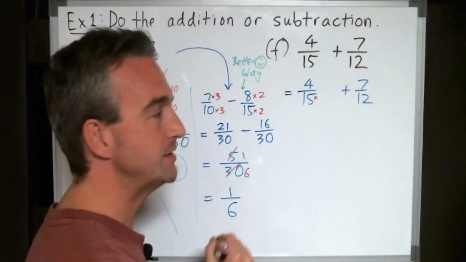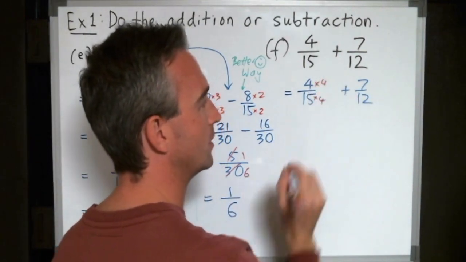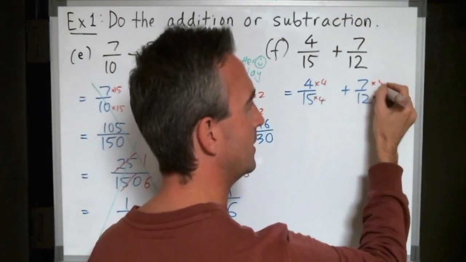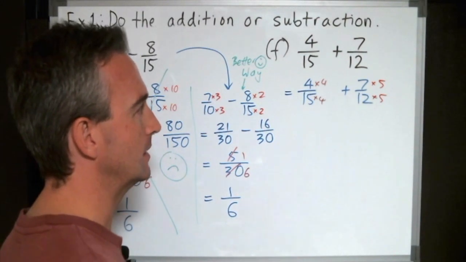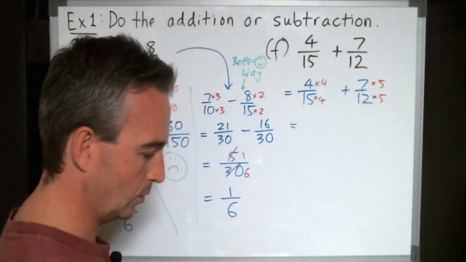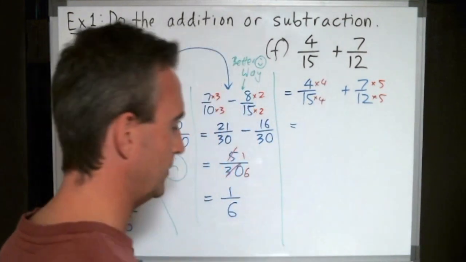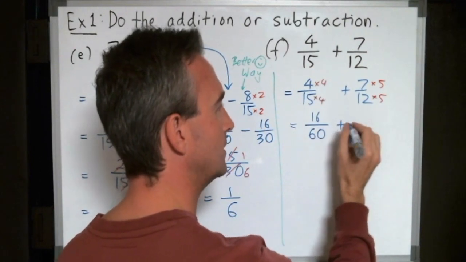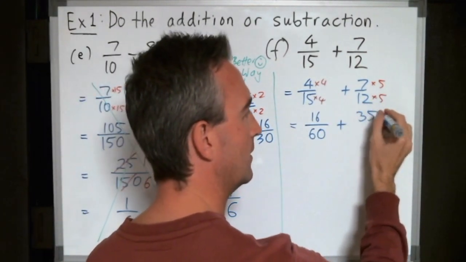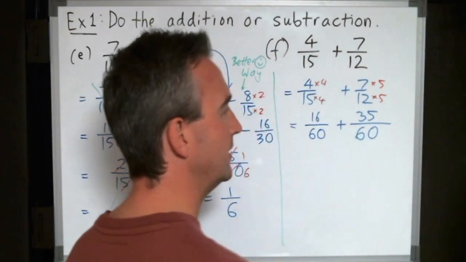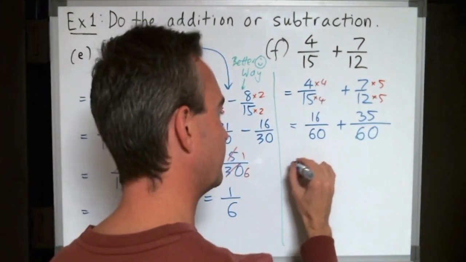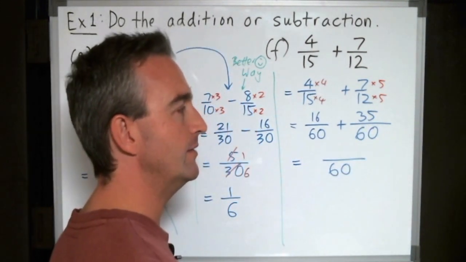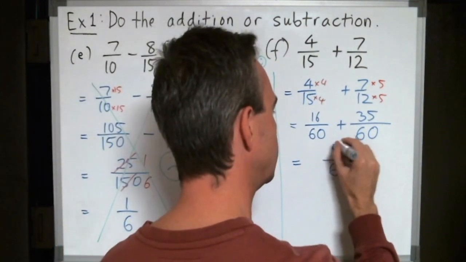How do I turn a 15 into a 60? We're going to multiply it by 4, top and bottom. How do I turn a 12 into a 60? 12 5s are 60. Times 5, top and bottom. Let's do it. Might just make another wall here to avoid the confusion. 4 times 4 is 16. 15 times 4 is 60, plus 7 5s are 35. 12 5s are 60. There we go, our common denominator of 60. Answer. 60 on the bottom. 16 plus 35, 45, 51 over 60.